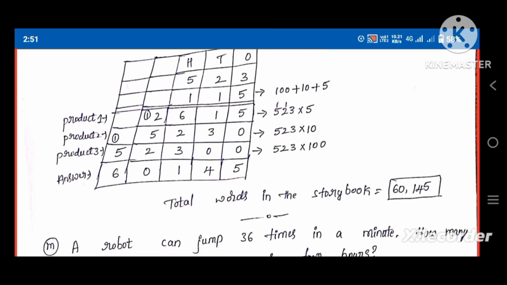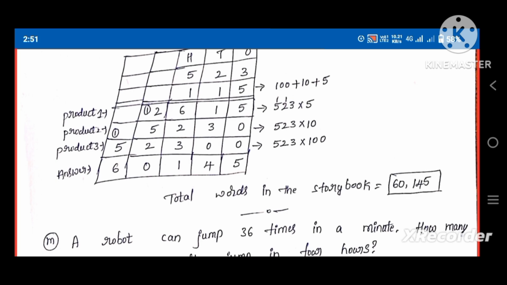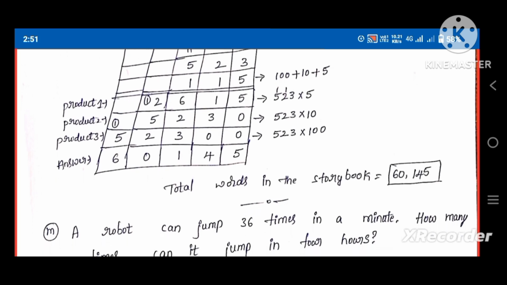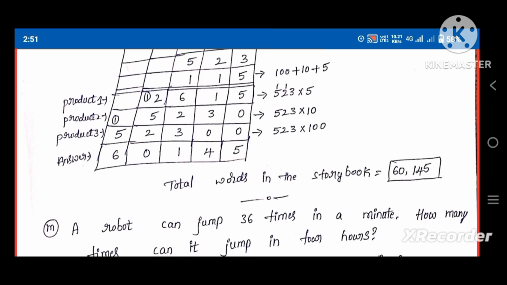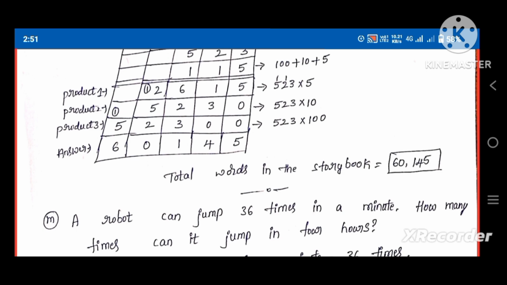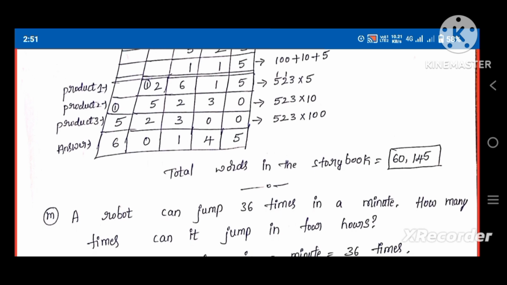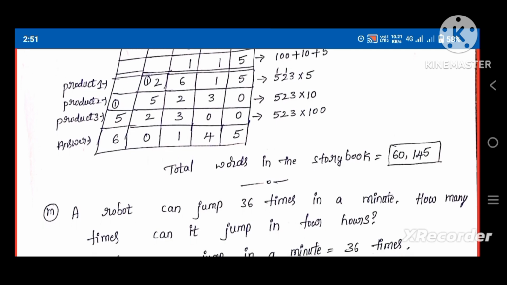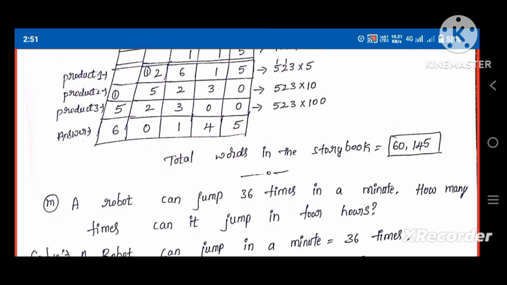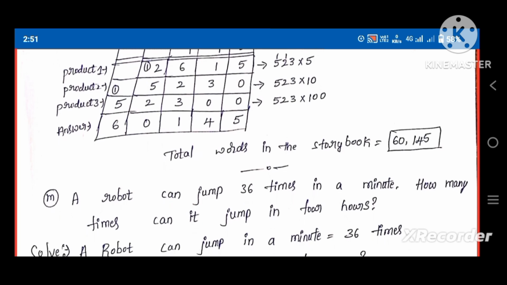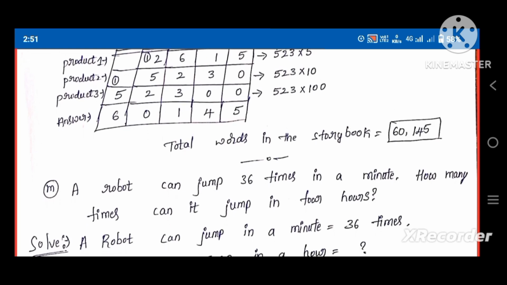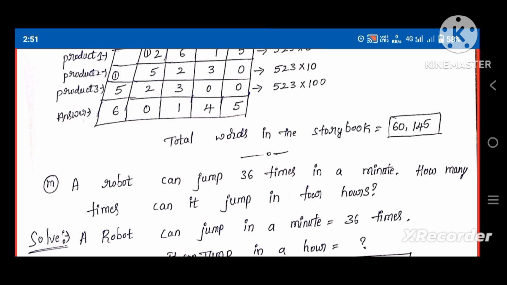Multiply 523 into 115. 115 means 100 plus 10 plus 5. Product 1 is 523 into 5. Product 2 is 523 into 10. Product 3 is 523 into 100. Add the three products and get the answer 60,145. Total words in the storybook is equal to 60,145.